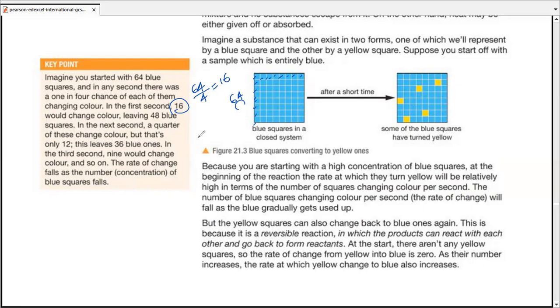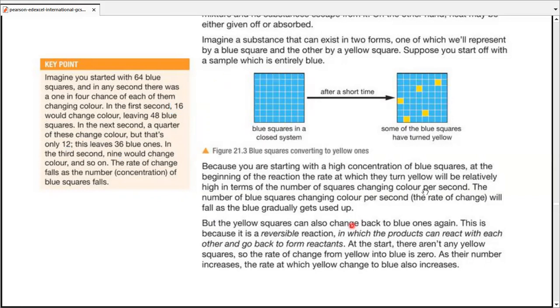Now, this should make much more sense if we relate it to the previous topic of yesterday: first you'll see 16 blue ones changing, then you'll see 12 blue ones changing, then you'll see 9 blue ones changing, and so on and so forth. So this number would fall every time there is a change.